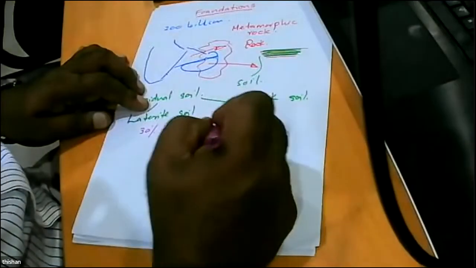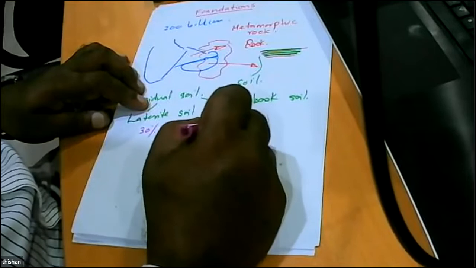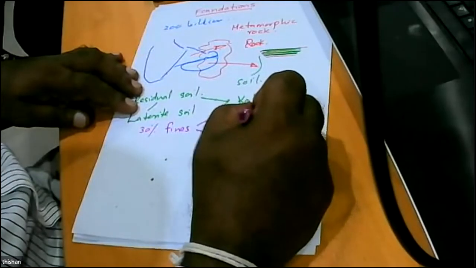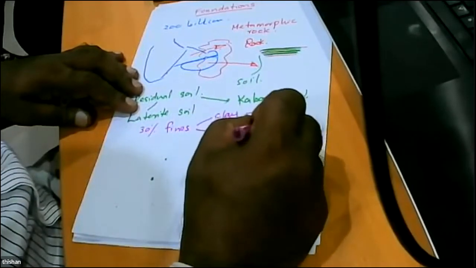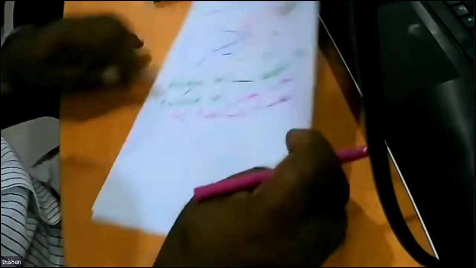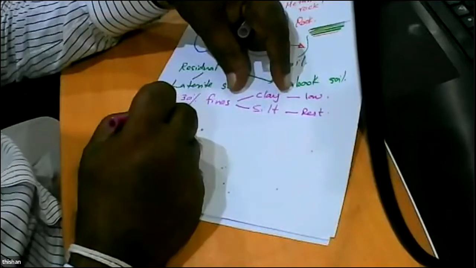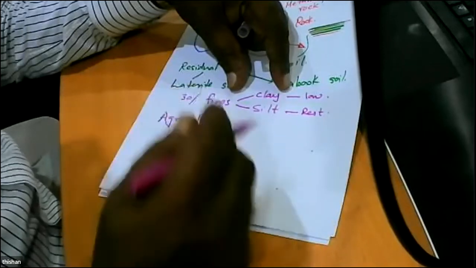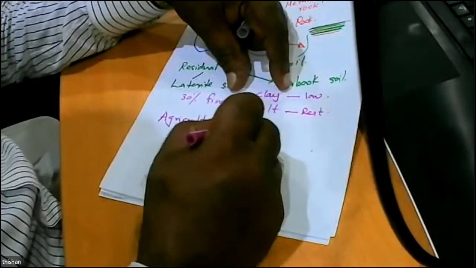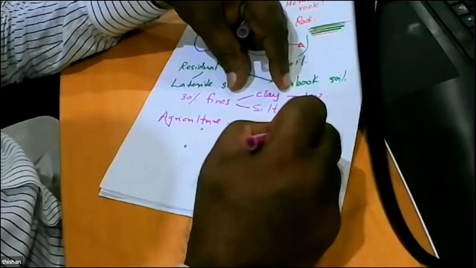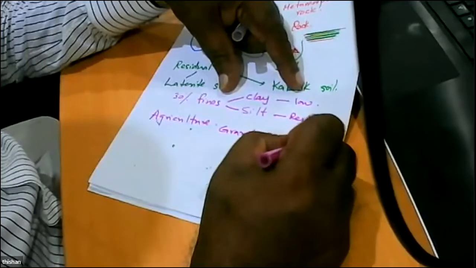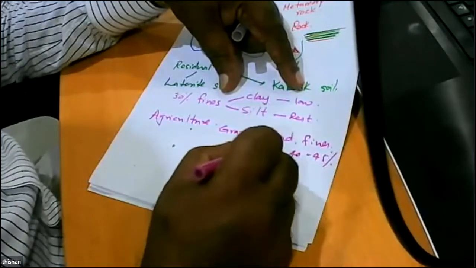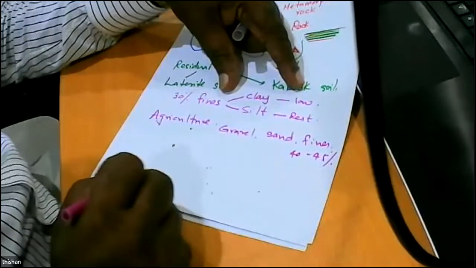So, 30% fines, and you get clay and silt. One of the features of our soil is that the clay content is very low, and silt is the rest. Now we have various applications of soil. One is agriculture. One of the problems with this particular soil is that it contains gravel, sand, and fines. Fines can go up to about 40-45% as well, and sand will be some percentage and gravel the rest.